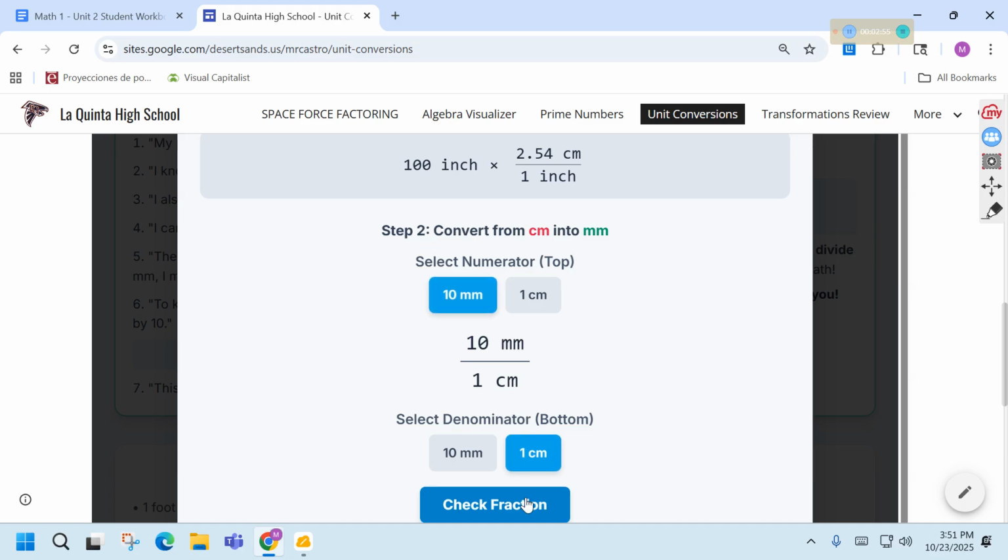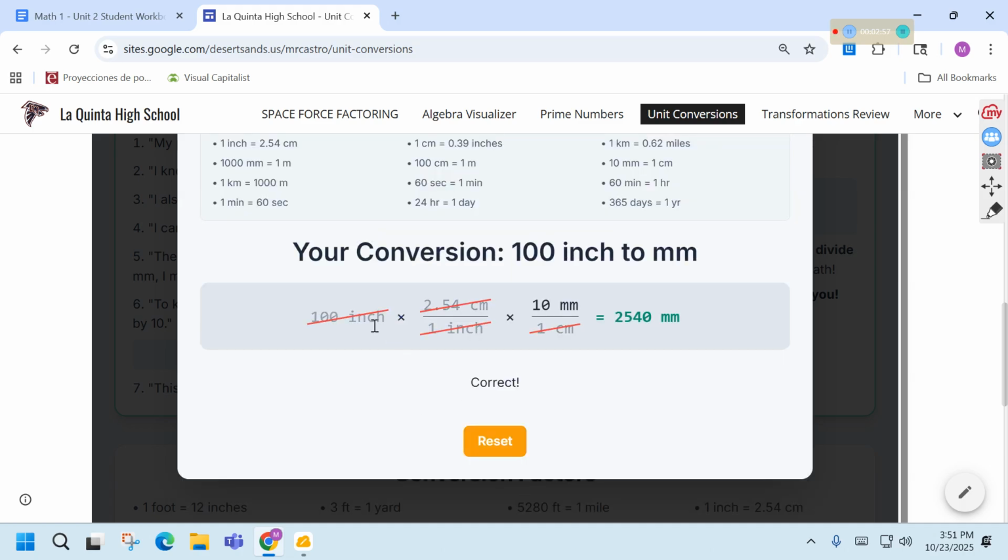Okay, so now we check the fraction, and then notice that the inches cancel out, the centimeters cancel out, but the millimeters stay. And so that's why our calculation ends up being in millimeters. And notice the hundreds didn't really cancel out. So I will say that I'm a little bit dissatisfied with the cancellations to be the units, the inches, the centimeters, and the centimeters, okay?